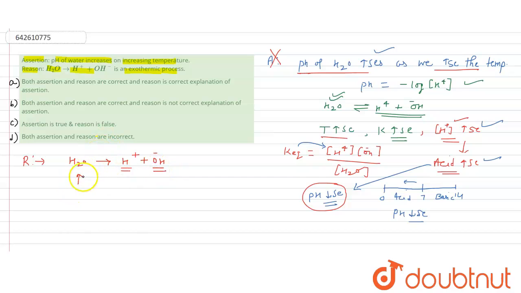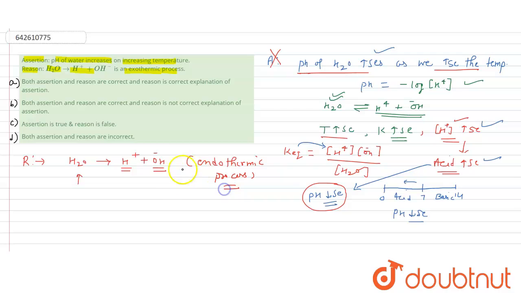If we give the temperature, that means I can increase the temperature, and the concentration of H plus positive ion and OH negative ion increases. That means we have to supply energy. In other words, this is an endothermic process, not exothermic.